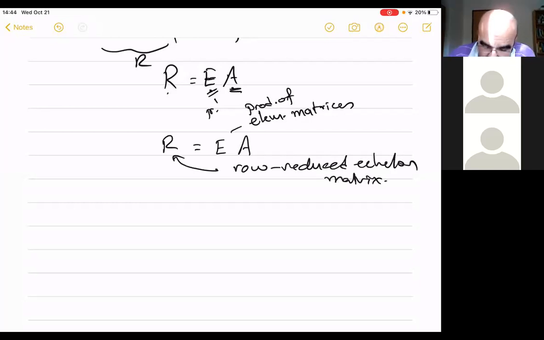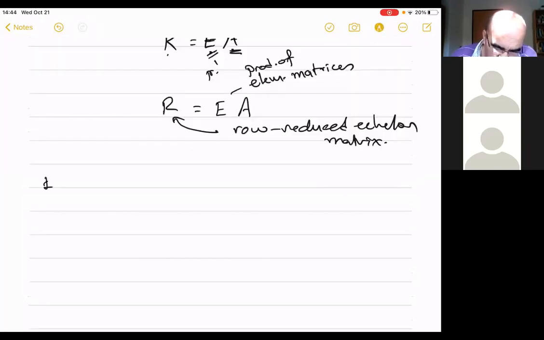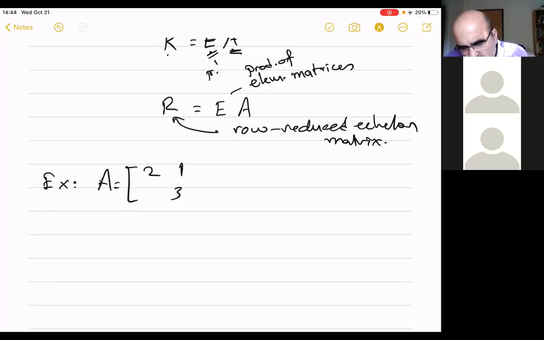Let me give one example before giving the definitions. Let's look at this matrix A. A is, let's take as 2, 1, 3, 5, for example.